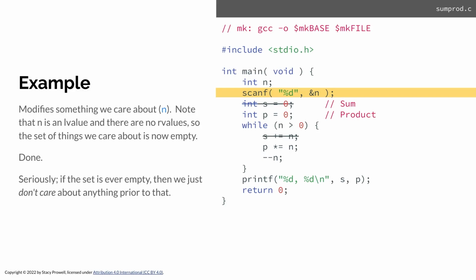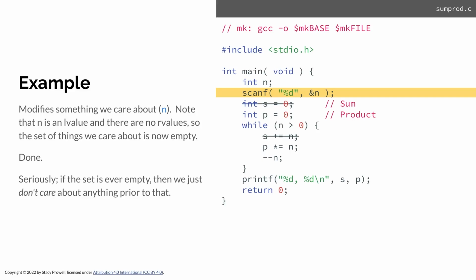We're doing a scanf. This is setting N. N is the only thing in the care set, so we keep this line. N is an L value here, so we take N out of the set. What are the R values? We don't have them. We don't know what they are. There's none. So there's nothing to put back in the set. Our set is now empty, which means we're done.